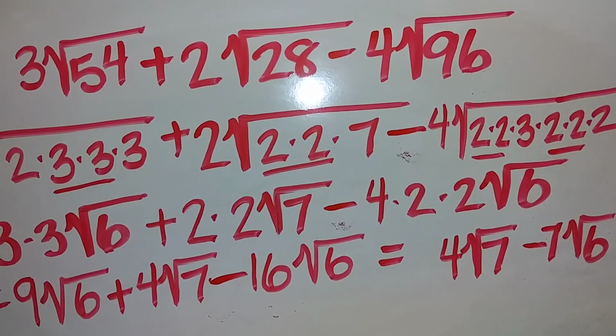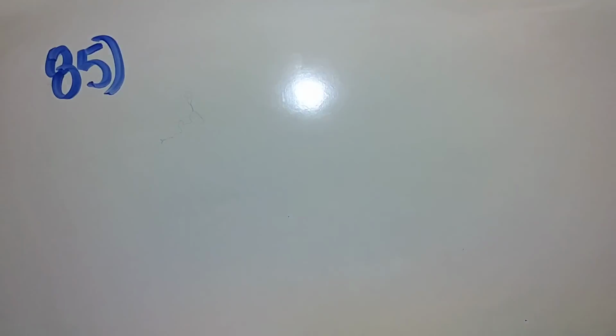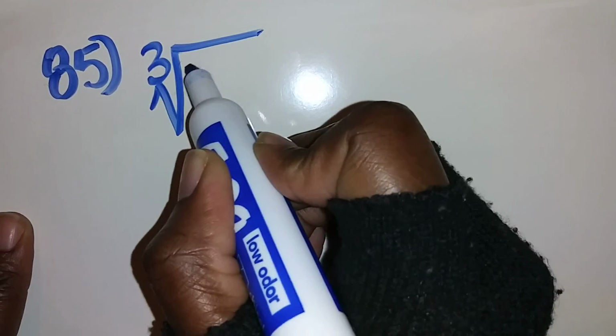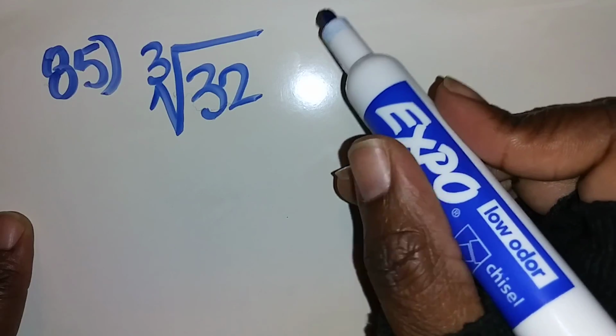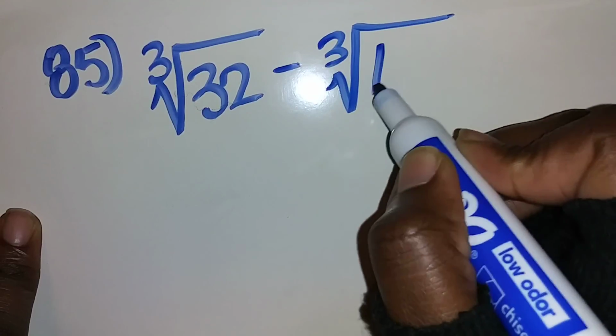Let's look at number 85. 85 says simplify. In 85, we have a cube root this time, so we need 3 of the same to bring it out of that radical. So 85, I have the cube root of 32 minus the cube root of 108.